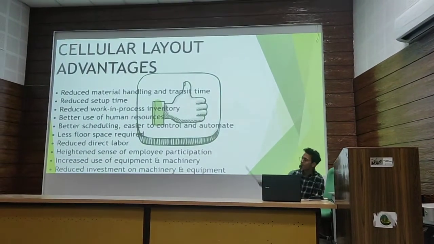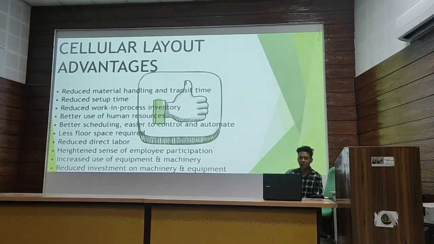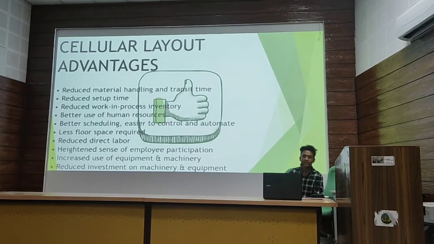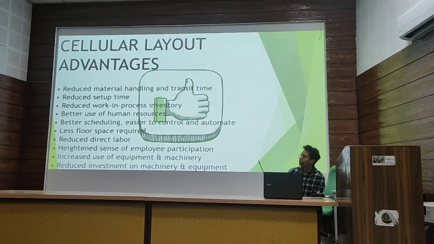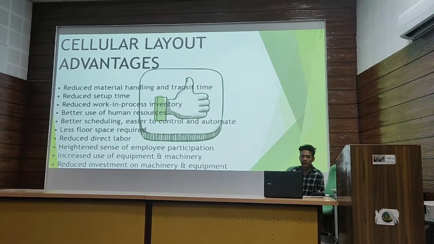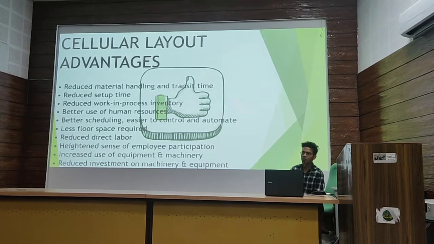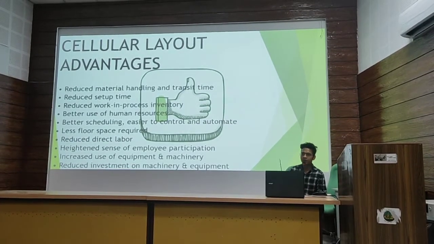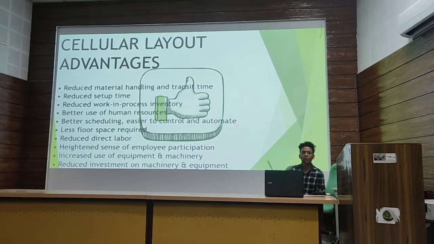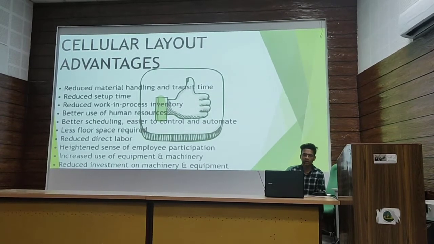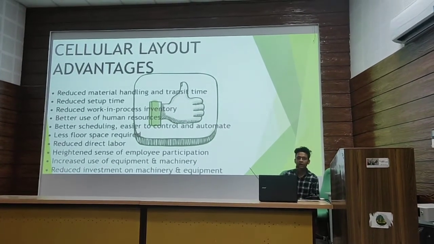So these are the advantages of cellular layout. First, reduced material handling and transit time. As I said in the objective, it reduces waste. Time is also wasted moving between machines, so it reduces time. Second, it reduces setup time. For example, if there is only one machine for one product and different parts are organized on that machine, it will take more and more time because every part will go through that machine only. But with a cellular layout, each part will go through different machines and at the end it will assemble at that point.